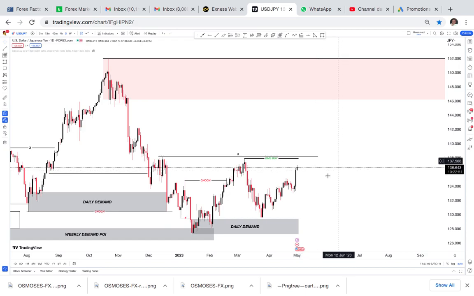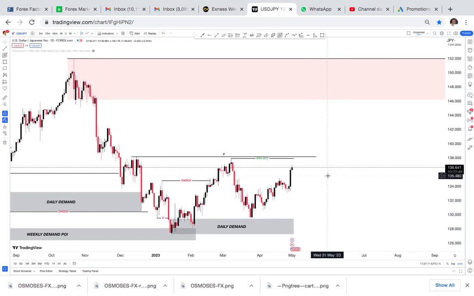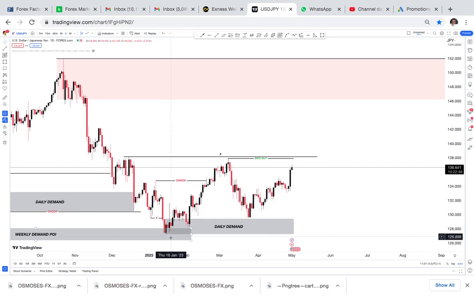So, what message is that? Okay. So, liquidity taken from this low and break this high. This is a lot of days. So, a lot of people would have caught this sell from here. Would have caught sells still from here.